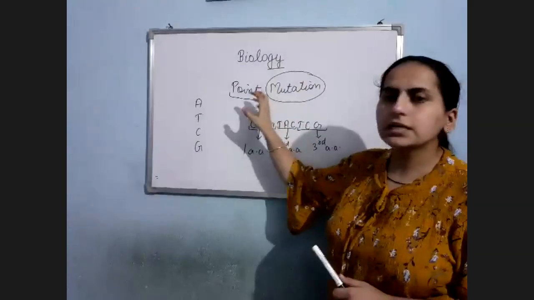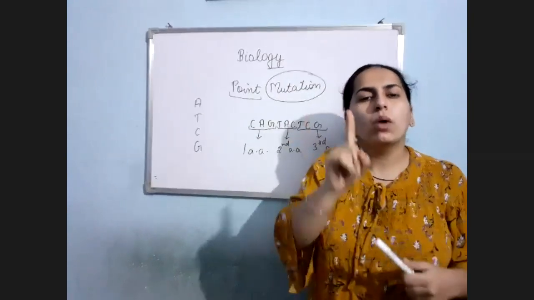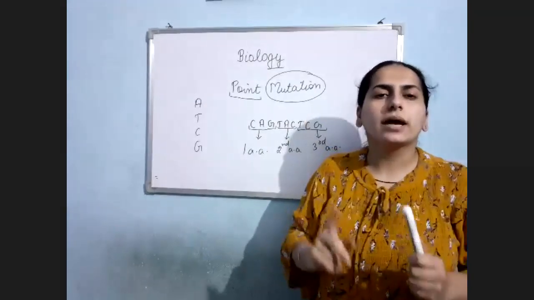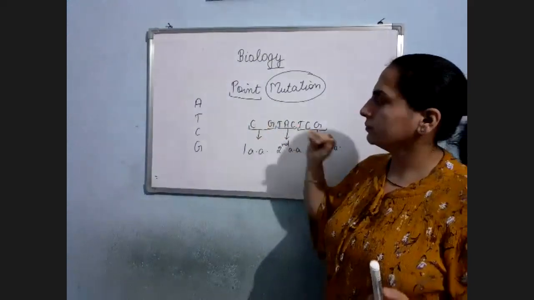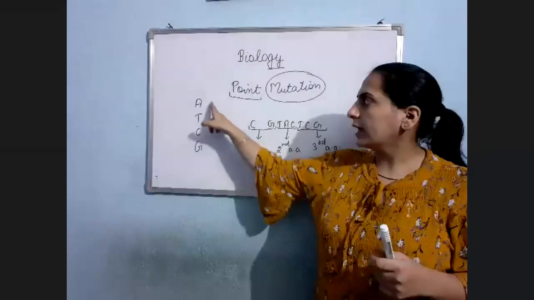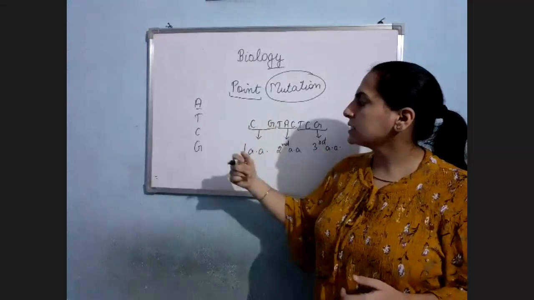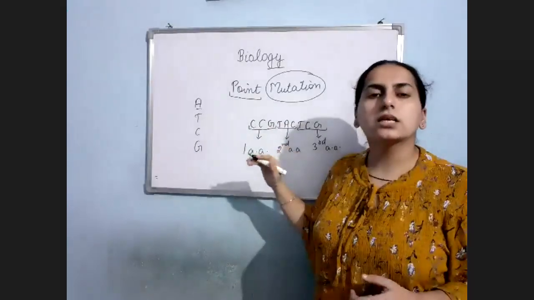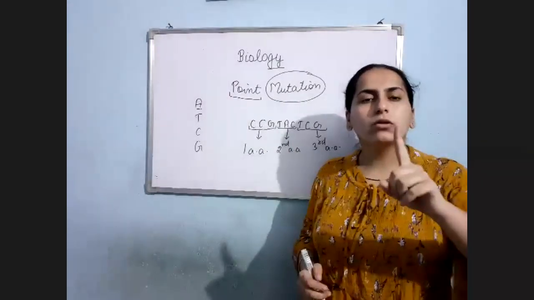Now, what is happening in point mutation? There is a change in 1 nitrogenous base. Basically, there is a substitution in 1 nitrogenous base. Suppose A was there in the normal person. Now, if this A got replaced by any of the remaining 3, suppose this A here is replaced by, suppose, C. Now, this is point mutation, a change in 1 nitrogenous base.